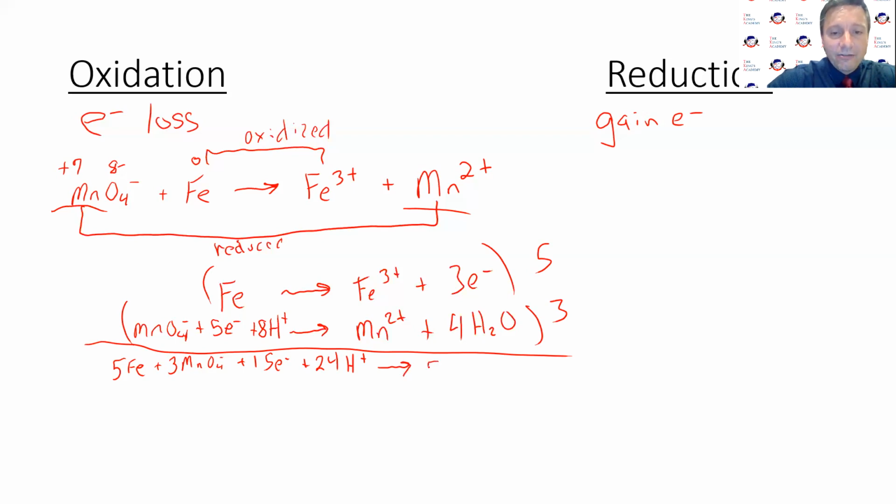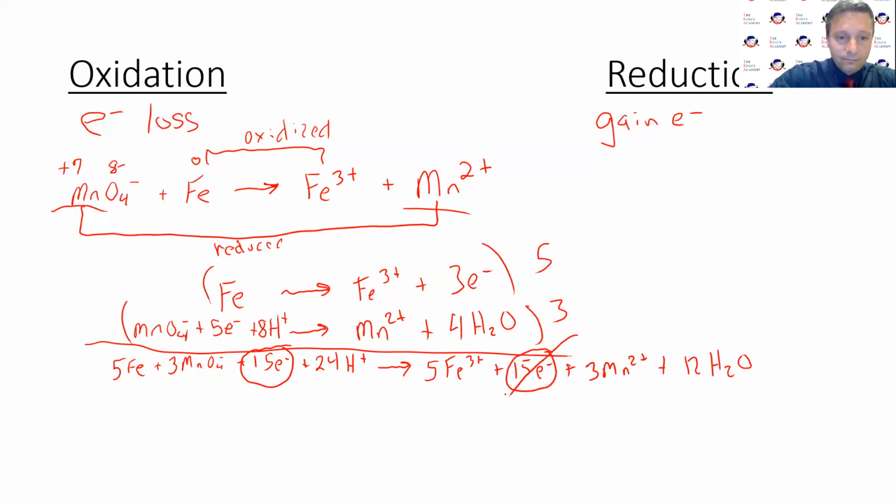Now I'm going to have 5 Fe3+, 15 electrons, plus 3 Mn2+ plus 12 water. So now I'm going to look at what I can cancel off of each side. And when I look at this, I have 15 electrons here, 15 electrons on the product side. I can cancel them. So now I'm going to write my final balanced equation in an acid solution. You're going to notice that here in a second.